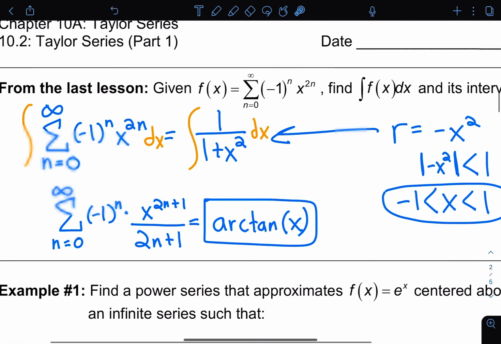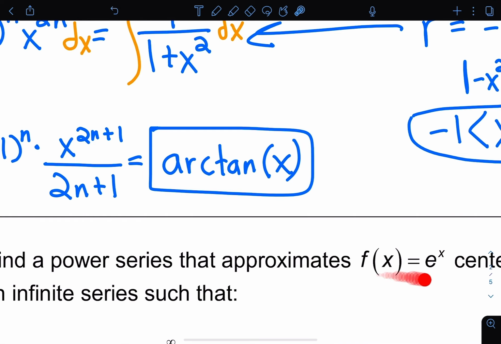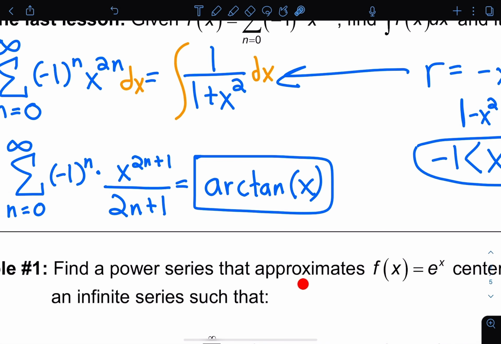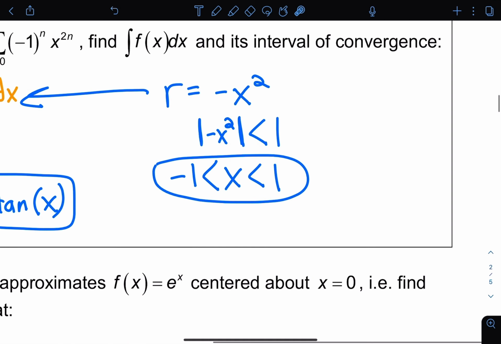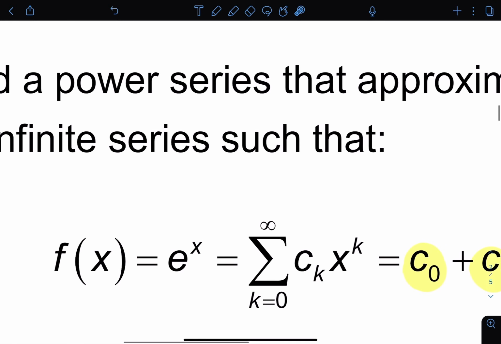And example 1 has us talk about a very important one: e to the x. Find a power series that approximates e to the x centered about x equals 0. Basically what we're looking for is this idea of how e to the x, as the function, can be represented as some constant times x to some power.